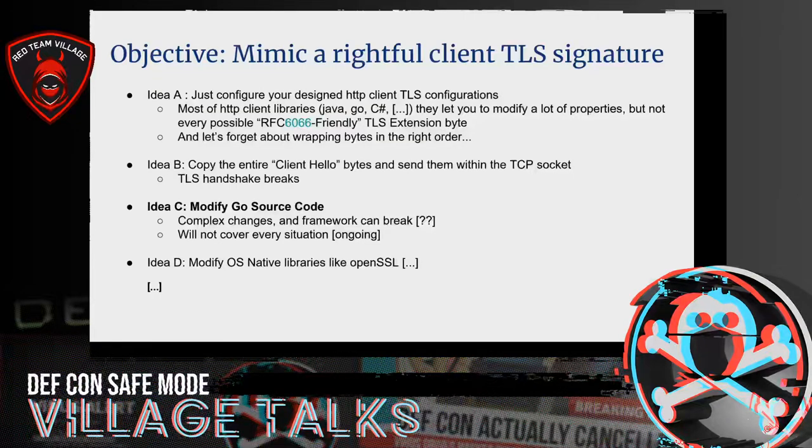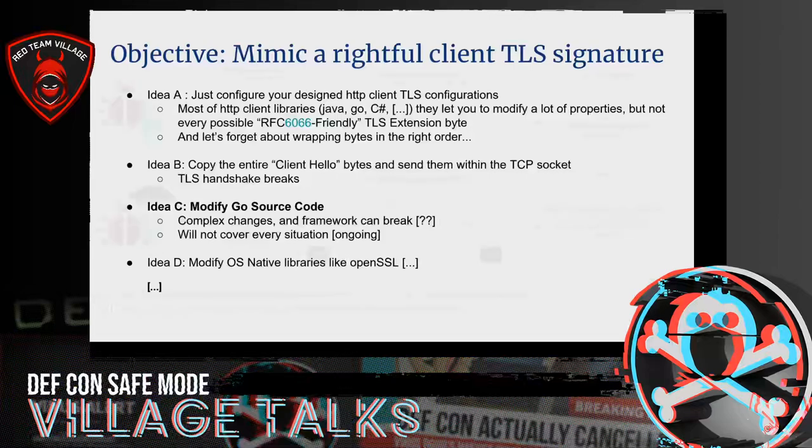So my next idea was, okay, I will just open a TCP socket and throw there my copy of a client hello packet and see what happens. Obviously the TLS handshake breaks and it's not interesting to us because at the end of the day, we need to use HTTPS. So my last option was getting my hands a little dirty and modifying the source code of the programming language I was using. In this case, it was Golang. So I said, okay, I will add a feature.